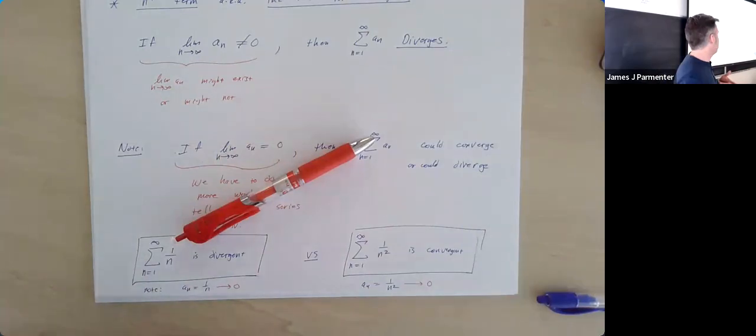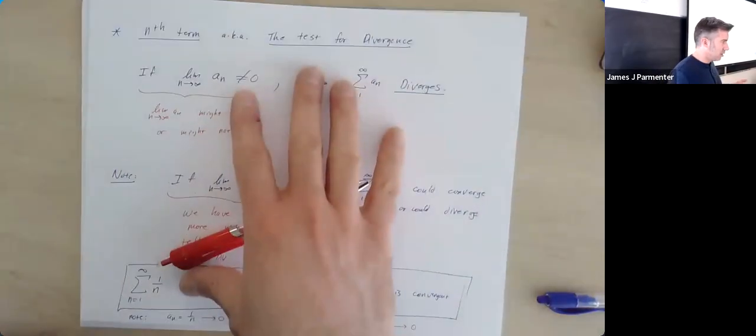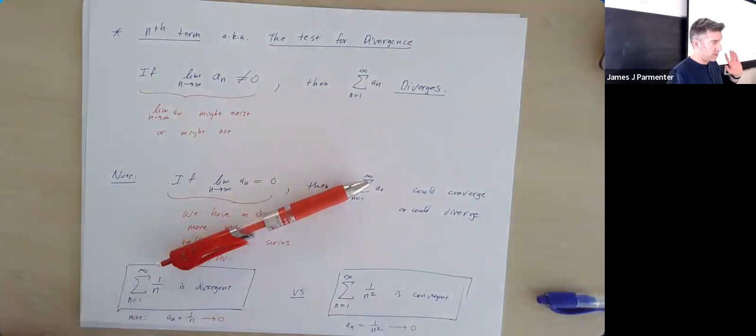And then the other thing we talked about today was the geometric series test. So we know, or we will know for sure, that the geometric series always converges if the ratio is less than one and bigger than -1, and always diverges if the ratio is bigger than or equal to one or less than or equal to -1.